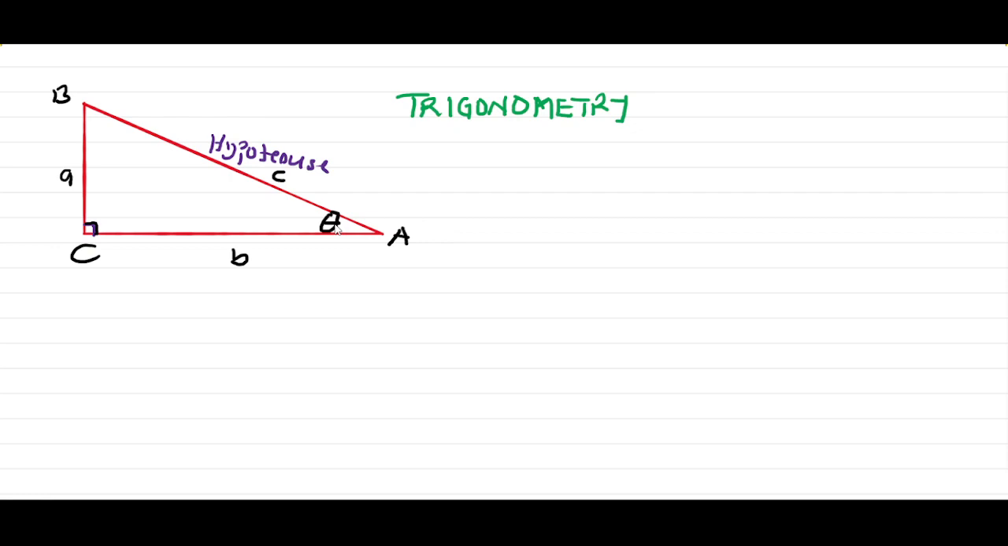Depending on where we choose to locate theta. Assume that another angle here, let's say this angle is alpha. Let's not confuse ourselves with too many angles, so let's say this is theta. Now this side BC is the side opposite this angle theta.